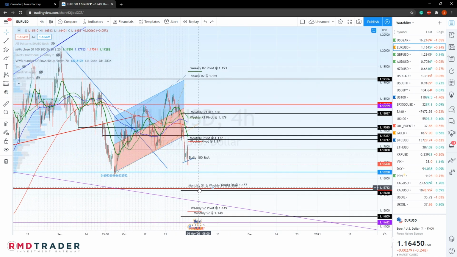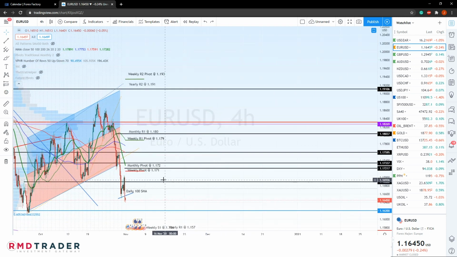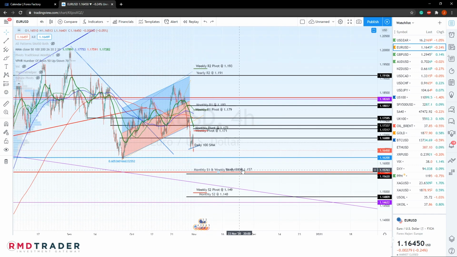The areas of support would be this 1.157 area. And this is very important because there's a confluence of multiple support levels all converging on this area. That includes the weekly S1, the monthly S1, as well as the yearly, I'm just going to see what it says. It says the yearly R1. So all of those areas are finding some additional strength by converging together, meaning if price were to move into this area, it would act as a very strong area of support.